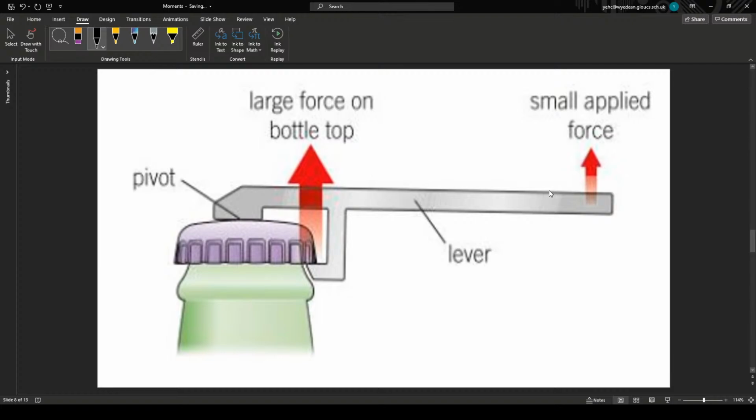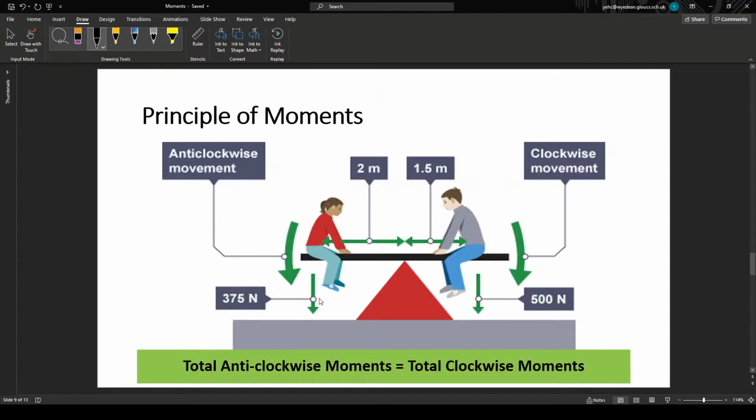Another example, bottle opener. So you see the pivot point is here, because that's the bit that doesn't move when we turn this bottle opener. That's the fixed point. We have our small force applied here, furthest away from the pivot as possible, and that causes a large force on the bottle top. So it's a force multiplier in this case.